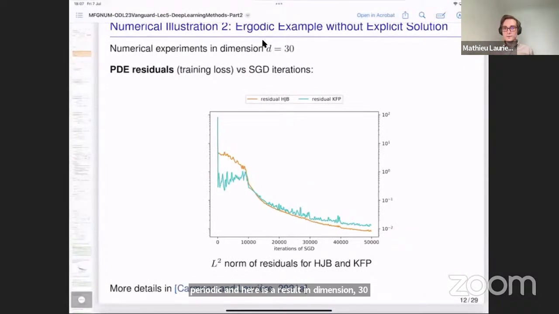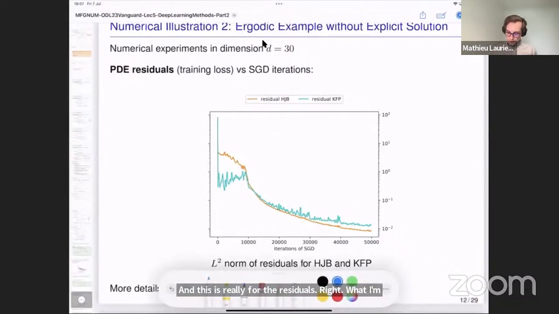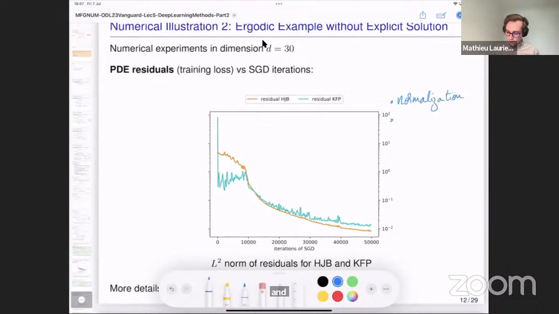And this is really for the residuals, right? What I'm not showing, but what should be here as well, is the normalization. So you also have two error terms for the normalization, and also for the periodicity. So to ensure the boundary condition, sometimes you use an extra penalty term, for example, for periodicity.